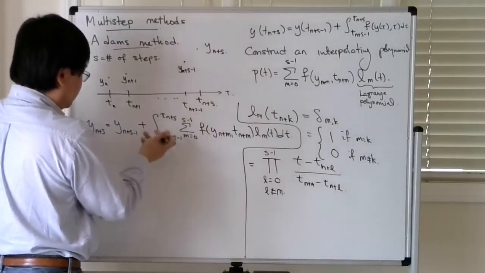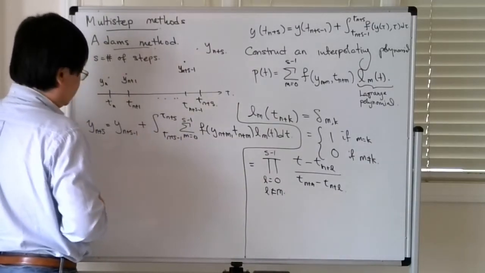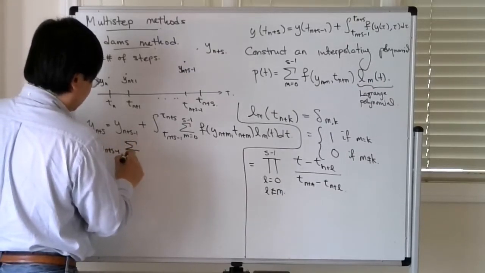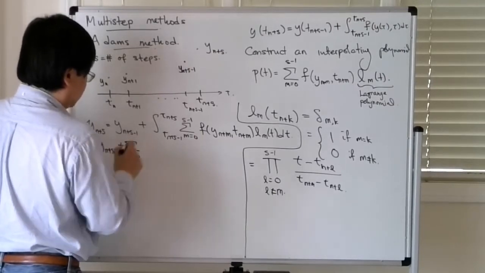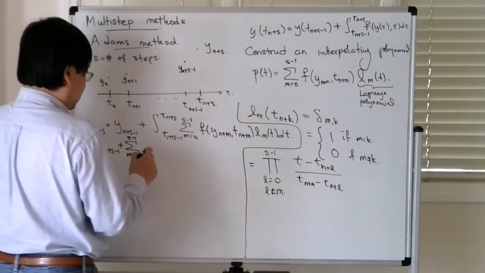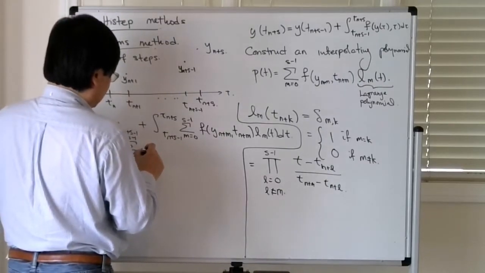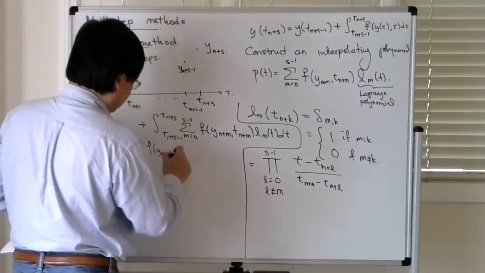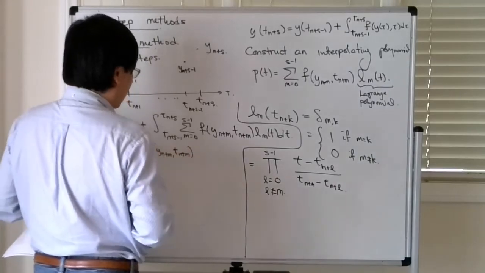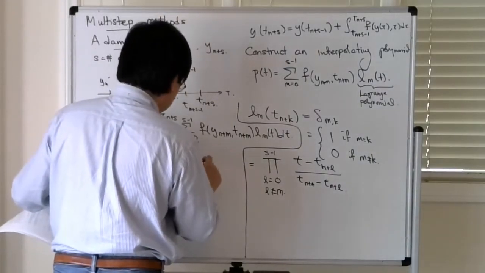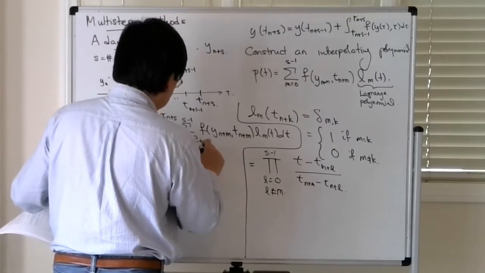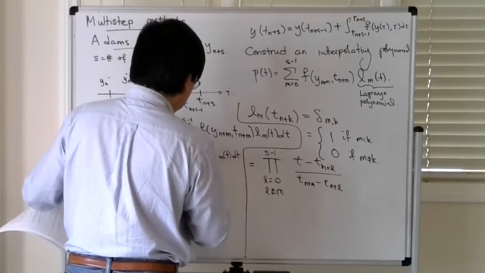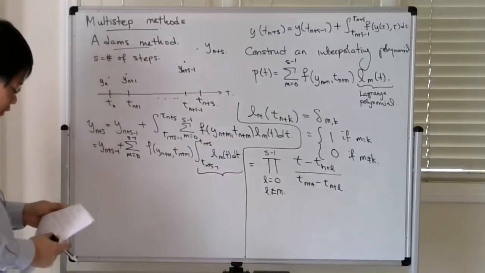What happens then is, again, you swap the order of the integral and the sum. So this becomes y_{n+s-1} plus the sum from m equals 0 to s minus 1 of the value of the vector field at the times, multiplied by a coefficient, which is the integral from t_{n+s-1} to t_{n+s} of L_m(t) dt. So this is going to be some sort of weight.